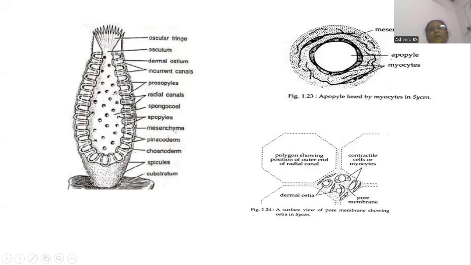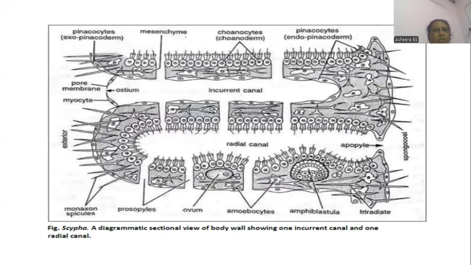And see the apopyle, how the apopyle will be. Here the apopyle is the central pore, and surrounding that you can see the myocytes present with the mesenchyme. Then here is the dermal ostia. This dermal ostia is also in the middle region, and you can see the pore-like structure. Surrounding that you can see the myocytes are present. Like this the dermal ostia is there.